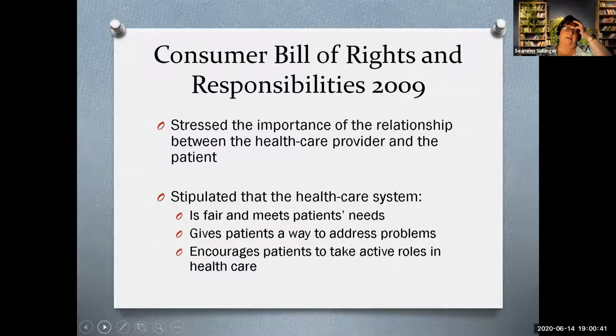So earlier I said that the Nurse Practice Act scope of practice went back to the Consumer Bill of Rights and Responsibilities. We took that and moved it over to healthcare and the patient as opposed to the customer, although we still do consider our patients as our customers. So the healthcare system needed to be fair and meet a patient's needs. It had to give patients a way to address a problem. If there was a problem, there was a process to follow to help take care of it. And it also encourages patients to take an active role in their healthcare.